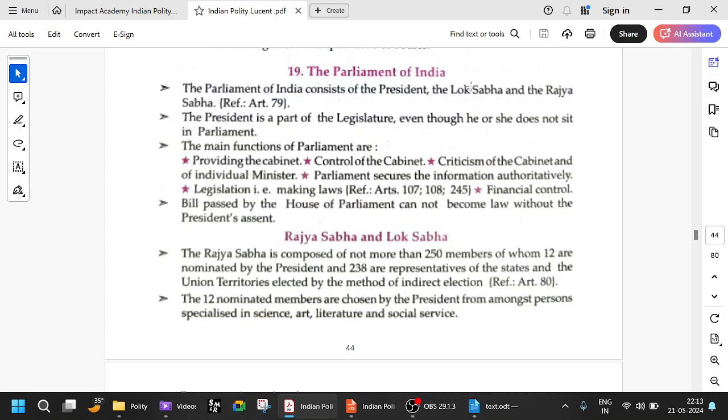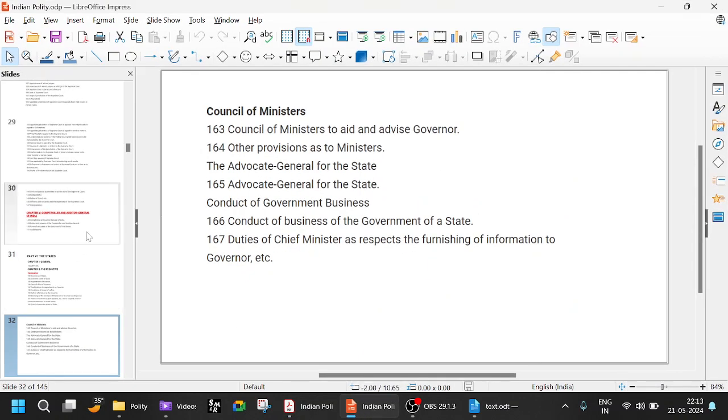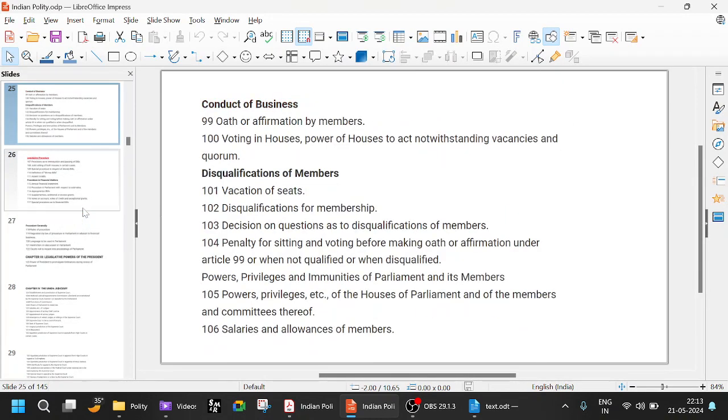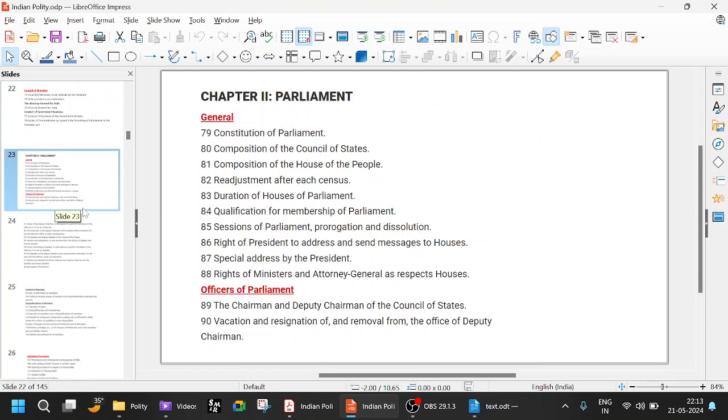The Parliament of India consists of the President, Lok Sabha and Rajya Sabha, okay, as per Article 79. This is very important because frequently questions are asked based on this. Let us quickly see what is 79. Article 79 deals with the Constitution of Parliament. All these things will come as we go on. Chairman and Deputy Chairman of Council of States, 89. Okay, all these things. So let us see.